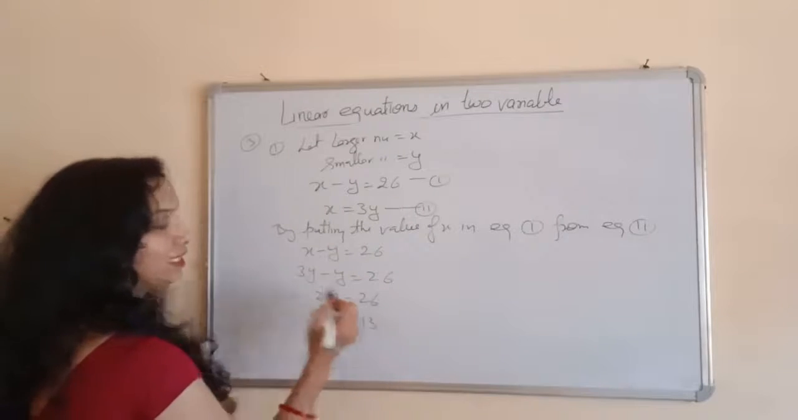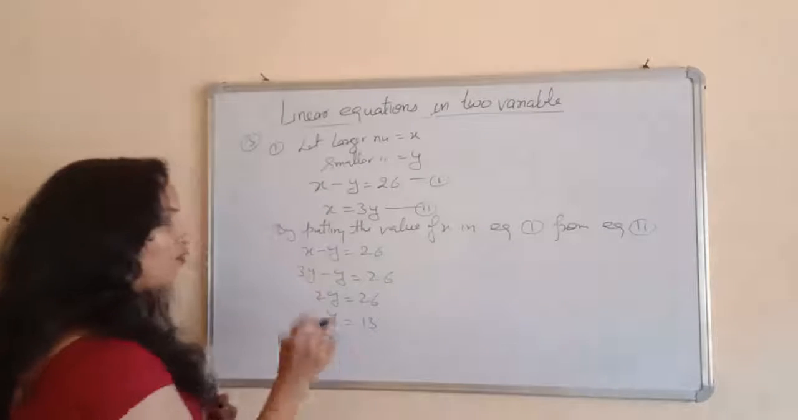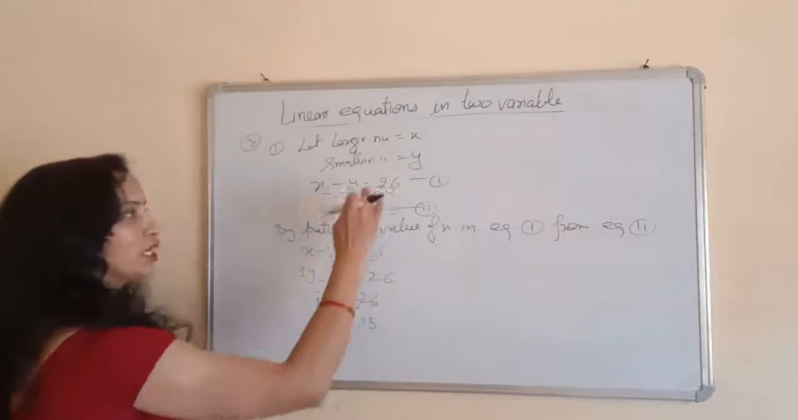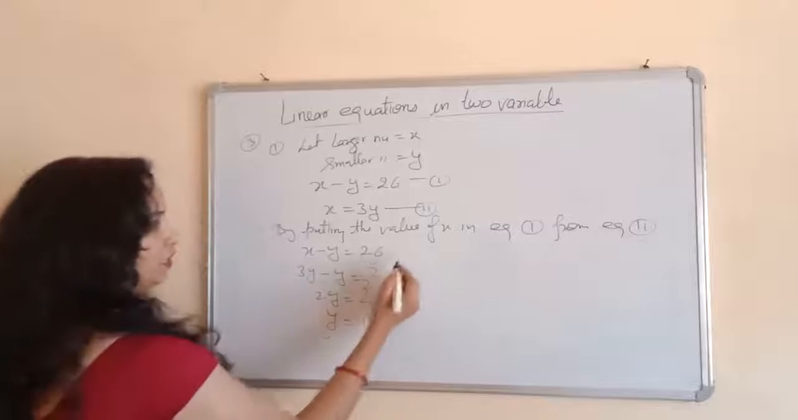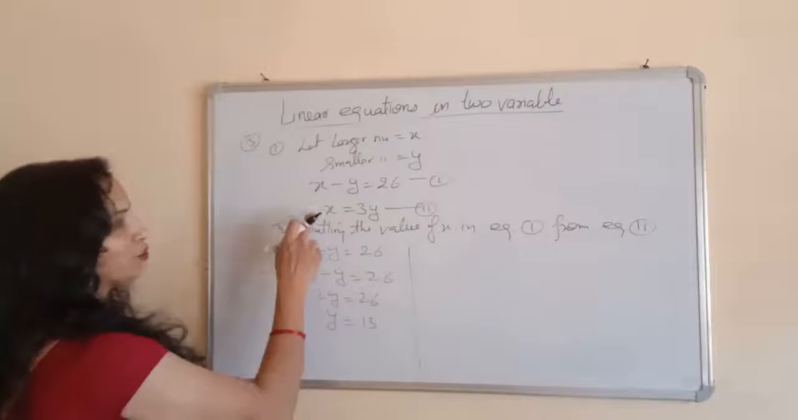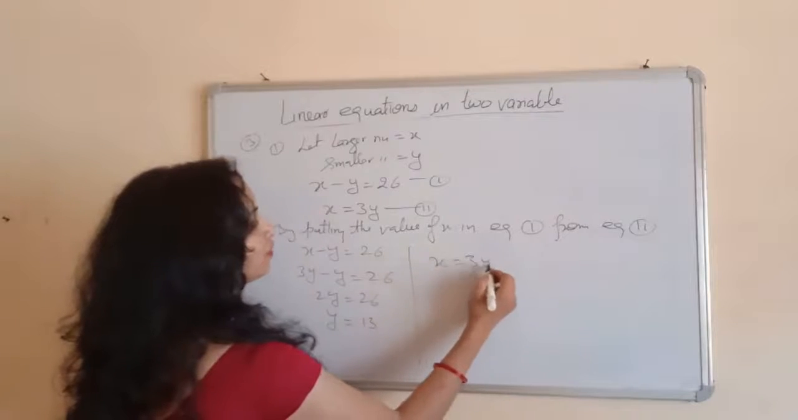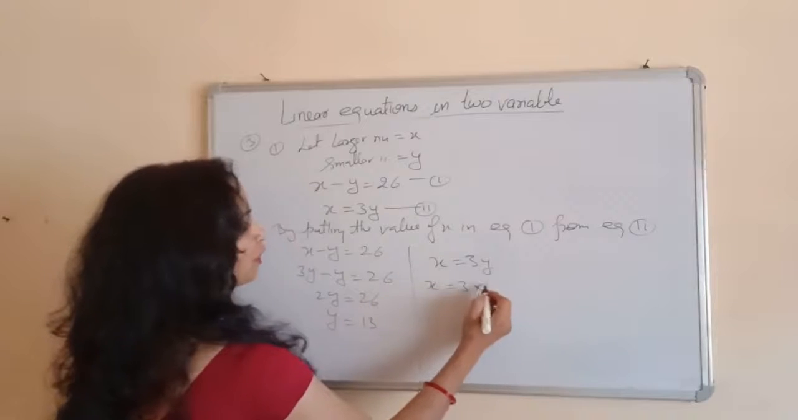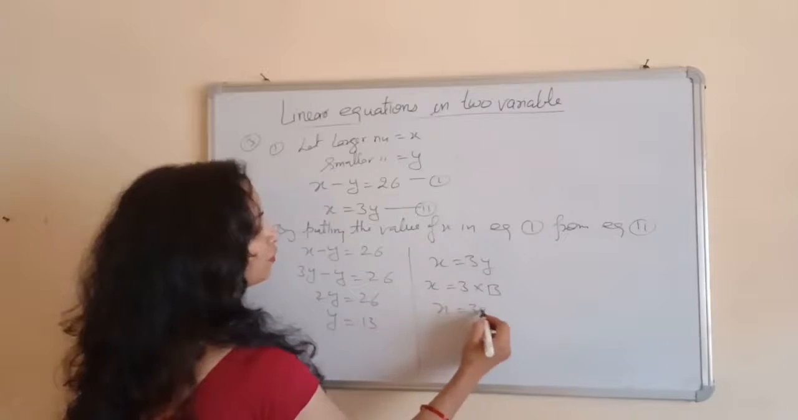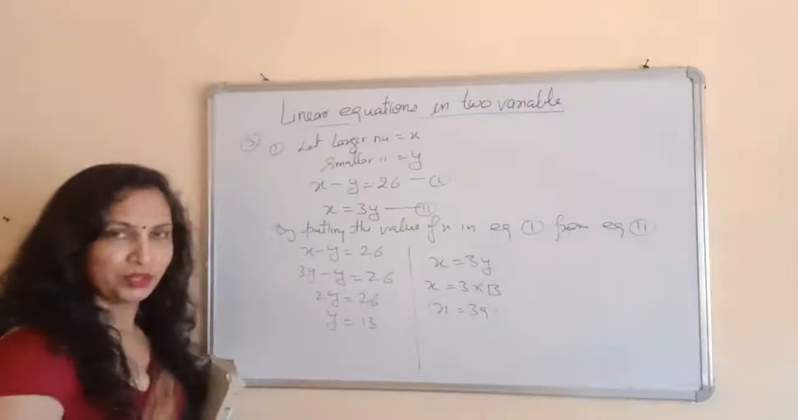y is 13. And now we can put this value of 13 in one of the equations to find the value of x. So now we are putting the value of y in equation second. x is equal to 3y. Then x is equal to 3 into 13. x is equal to 39. So this is the value of x.